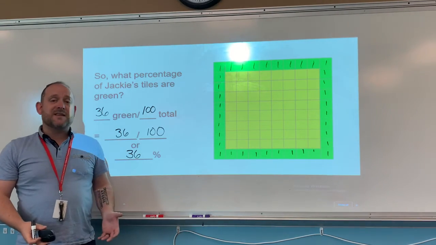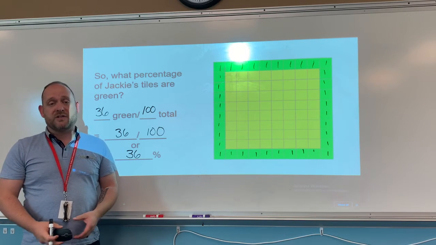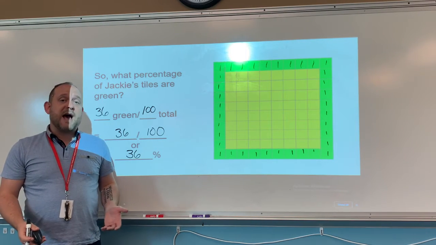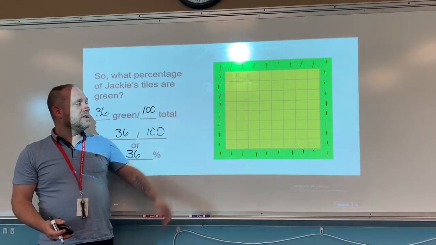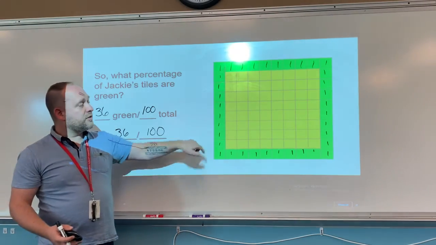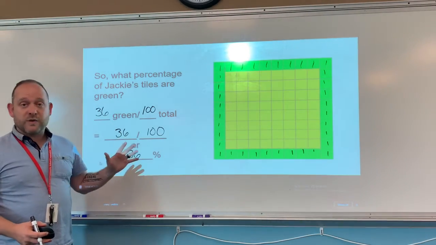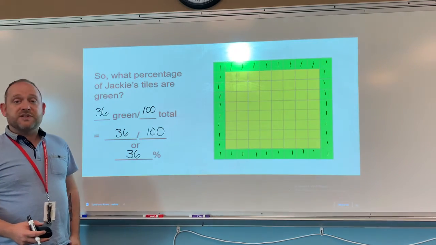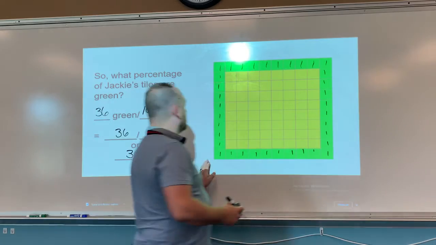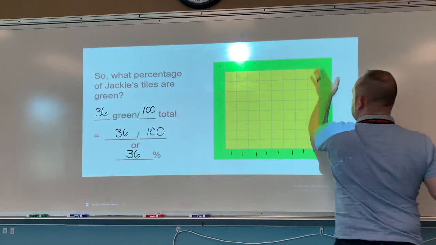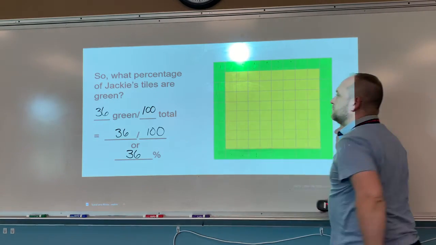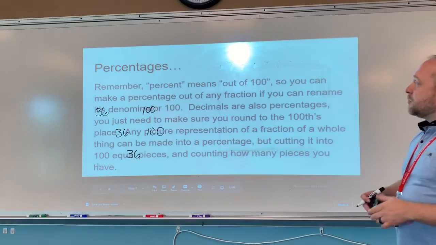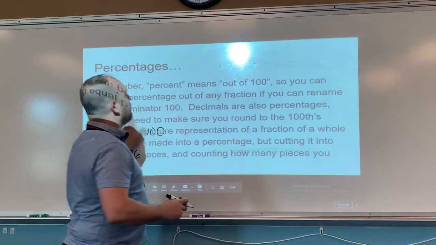Now while percents can sound really scary, that's all there is to it. They're just pieces out of 100. So in this case, because Jackie's using 36 green tiles out of the 100 total tiles she has, she's using 36% green. Remember, percents just mean out of 100.